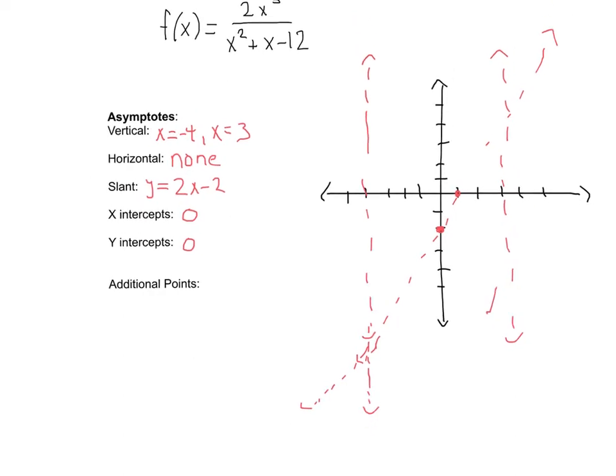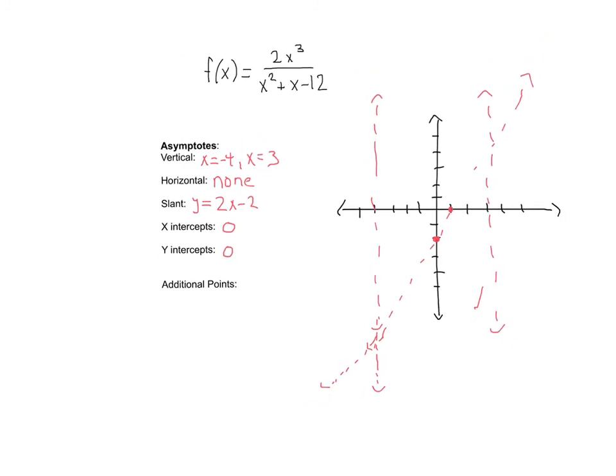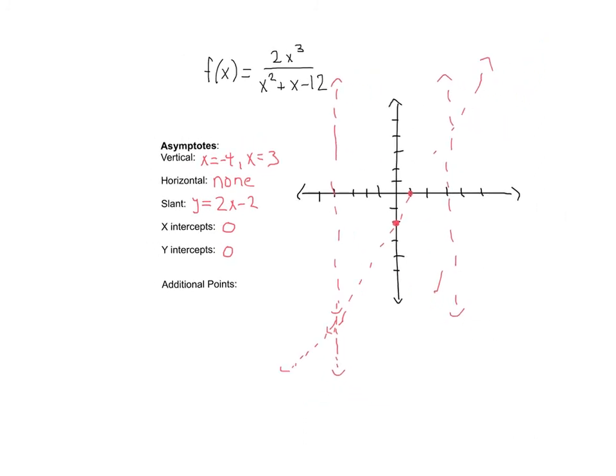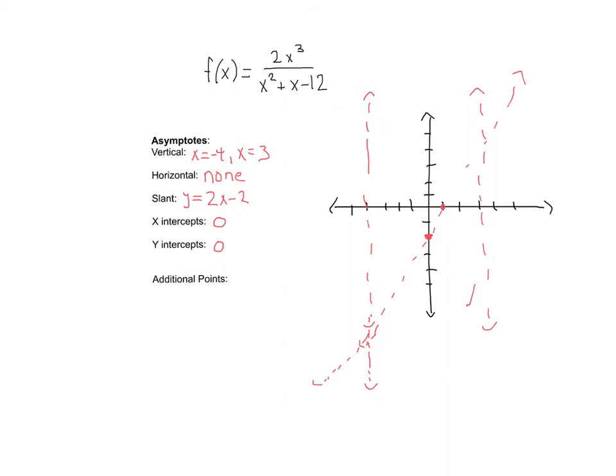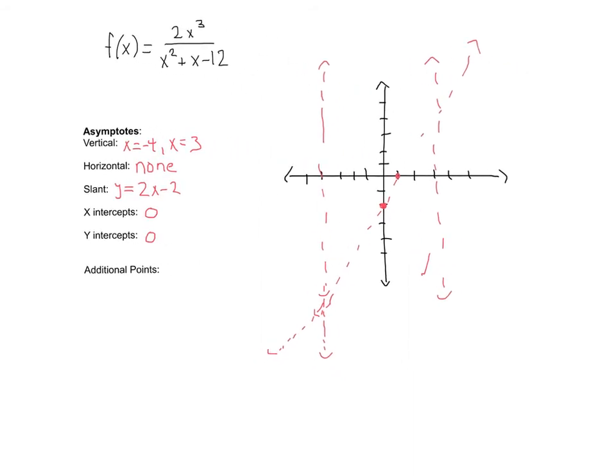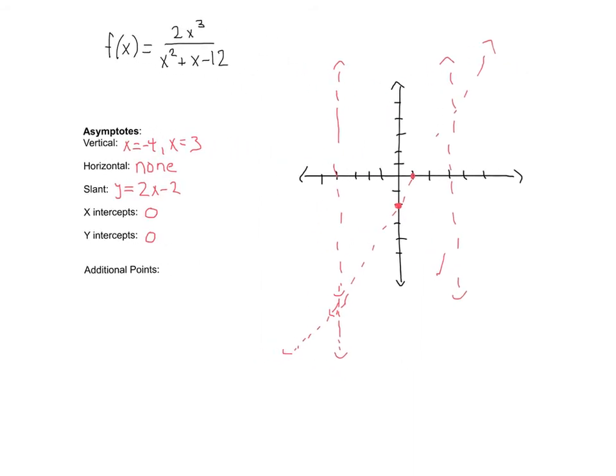All right, and from there, let's find some additional points that we can plot and find out what is happening. Let's start by picking negative 5 since that's on the left of this vertical asymptote. If I plug in negative 5, I'm going to get negative 31.25 for my y value. That's going to be well below our slant asymptote.